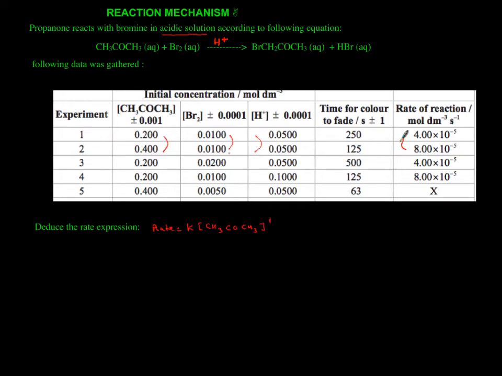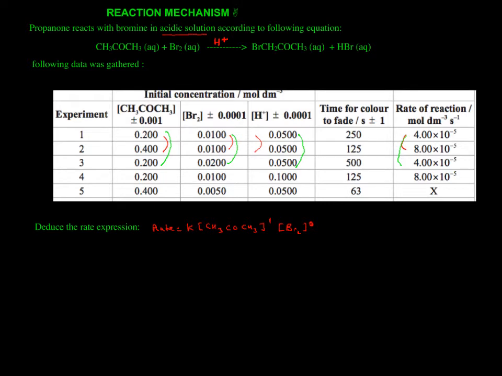To look at the effect of bromine, we are going to look at experiment 1 and 3, because propanone is constant, bromine is doubled, hydrogen is constant, and you see the rate doesn't change. So this says with respect to bromine, it's 0 order. So concentration of bromine has no effect on the rate.